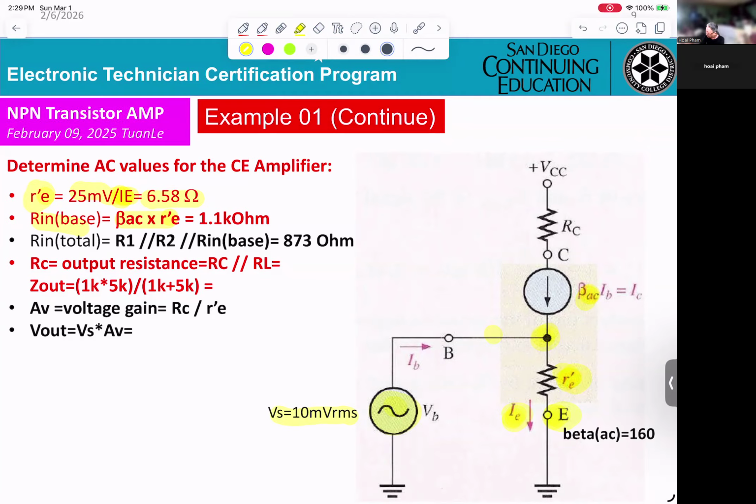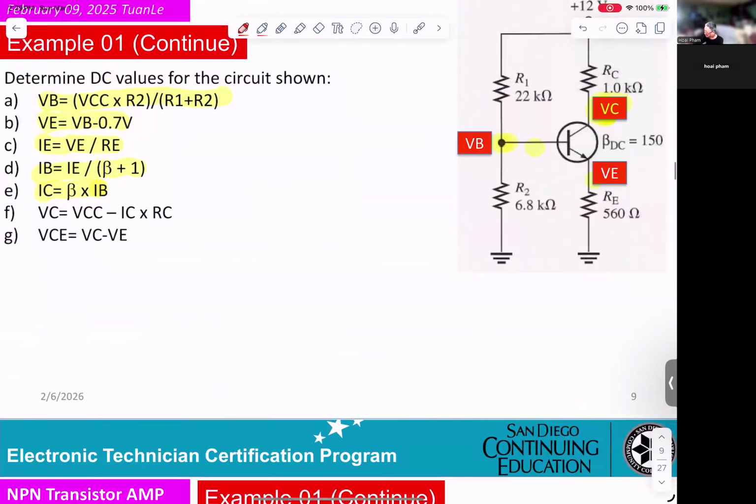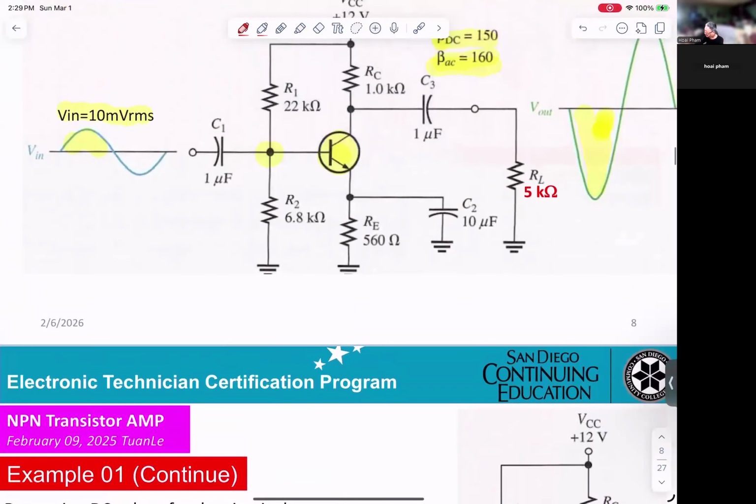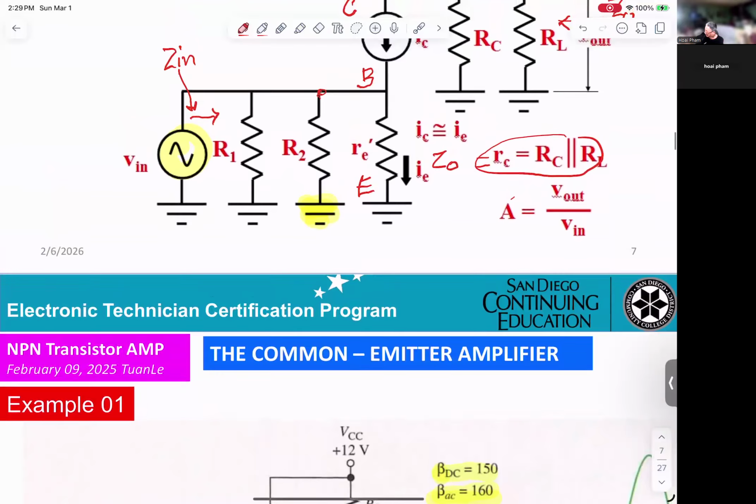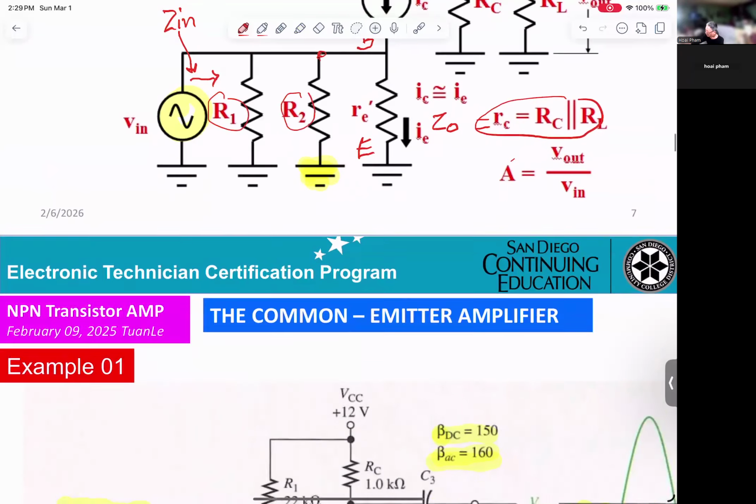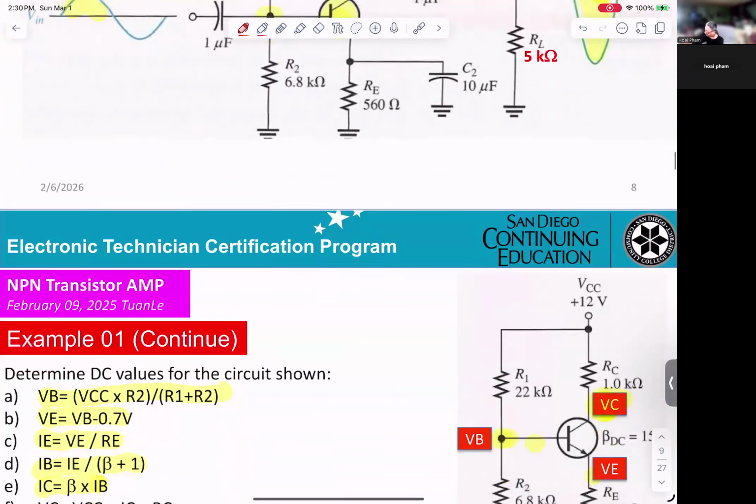And next, Rin total will be, you understand, at the base. Okay? If you're looking into the circuit figure here, that's it. See that? You get R1 parallel R2. That is the first thing you can see. Okay?